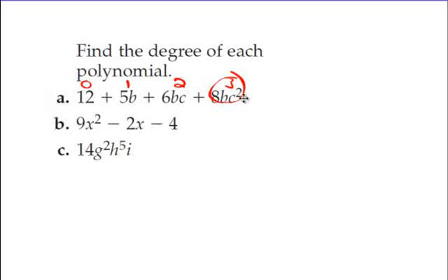Looking at letter A, the degree is 3. The degree of B, so I have 2, I have 1, and I have 0. So the degree is 2, the greatest. And since this is a monomial, it automatically becomes the greatest. So it would be the degree. So 2 and 5 makes 7, and 1 more makes 8. The degree is 8.